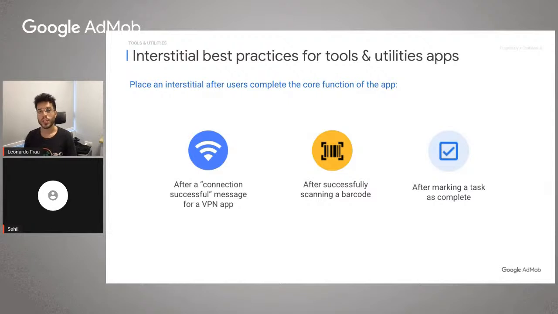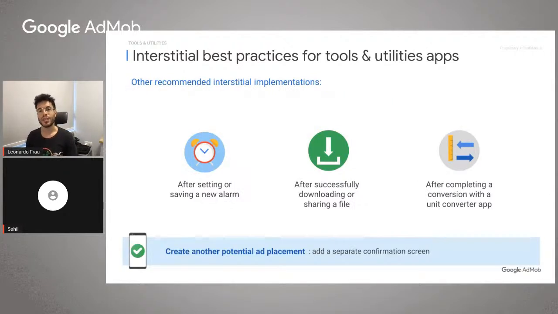As mentioned before, we should place interstitial ads during natural transition points, such as after a connection successful message for a VPN app, or after successfully scanning a barcode, or for productivity apps after marking a task as complete. For example, if instead your app allows you to set an alarm, then I would recommend placing an interstitial ad after setting or saving the new alarm.